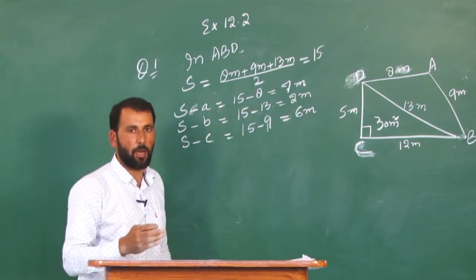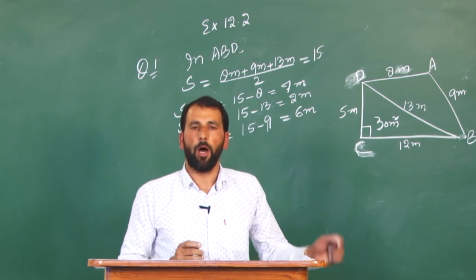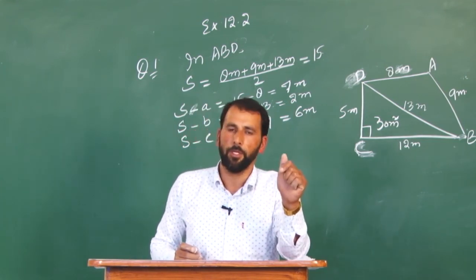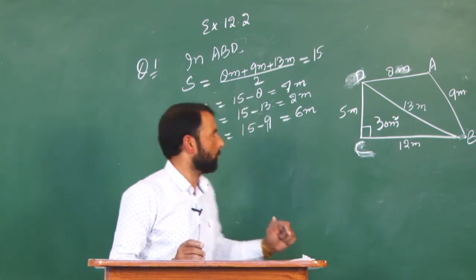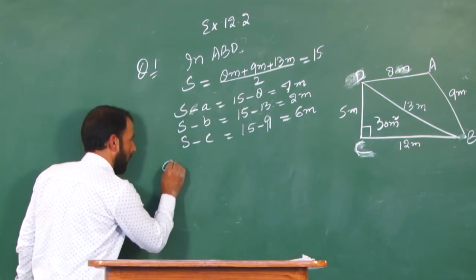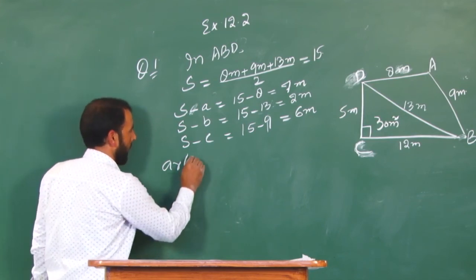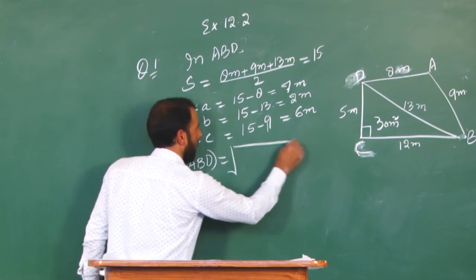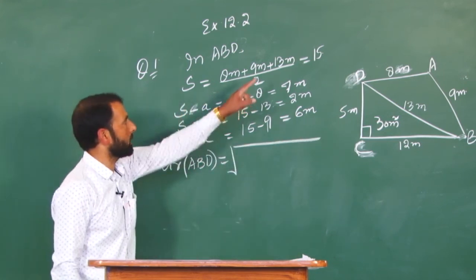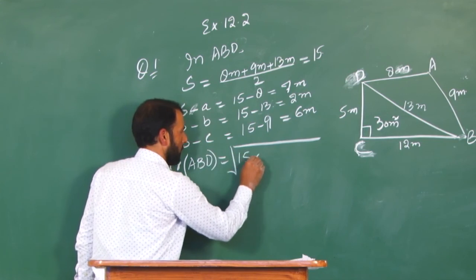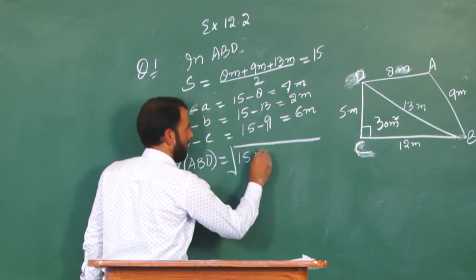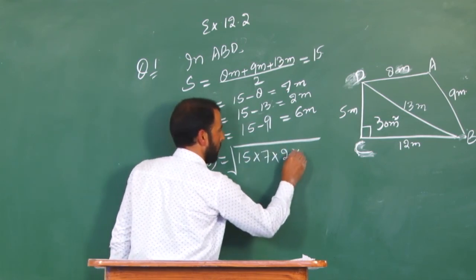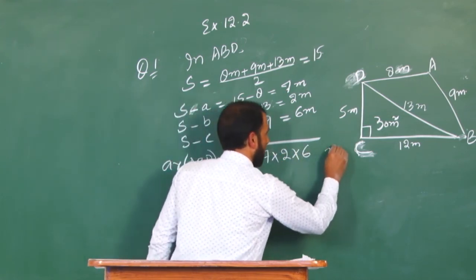Then we have S minus A, S minus B and S minus C. After finding the semi-perimeter and these differences, we use Heron's formula to find the area of this triangle. Now the area of triangle ABD is equal to the square root of S into S minus A into S minus B into S minus C. What is S? It is 15, into S minus A, that is 7, into S minus B, that is 2, into S minus C, that is 6, meter square.